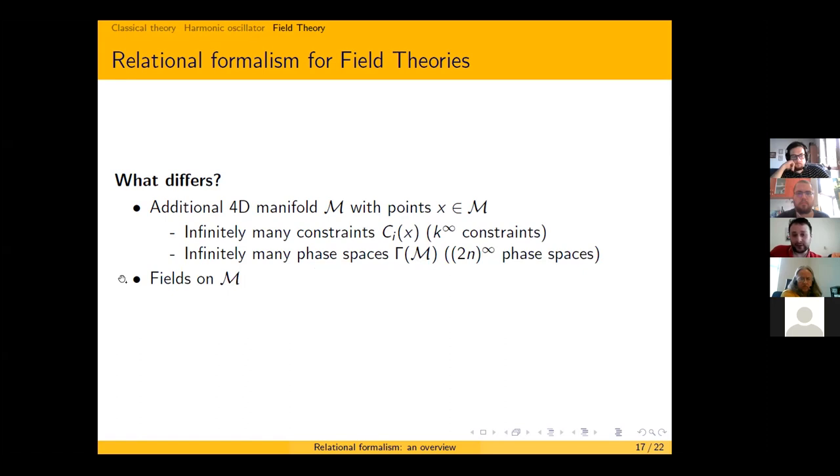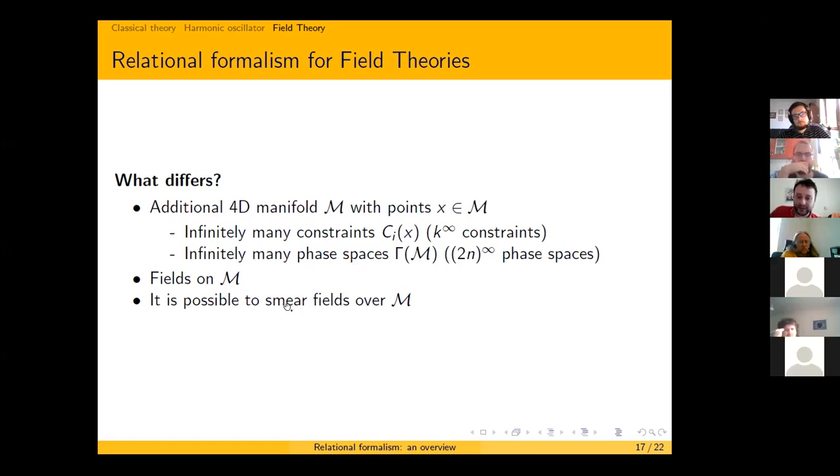So of course we also have just general fields on M. They can be scalar fields, vector fields, spinors, and so on, whatever you want, basically. And this can be thought to be something not so important, but the fact is that we can integrate over the manifold M, namely we can smear the fields, which can be just coordinates for the phase space.